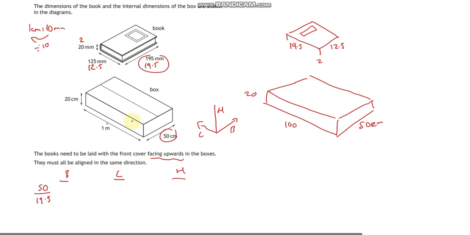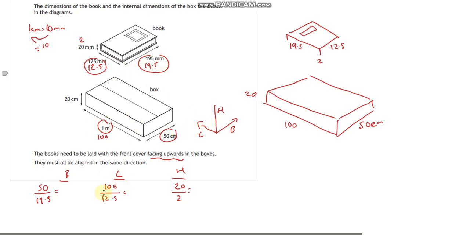For the length, I'm comparing 1 meter. Oh, I need to change that, sorry, to centimeters. So it's 100 centimeters. So I've got 100 divided by 12.5. And for the height, I've got 20 centimeters divided by 2. So I've just compared the B's, the L's, and the H's, kept it all the same.